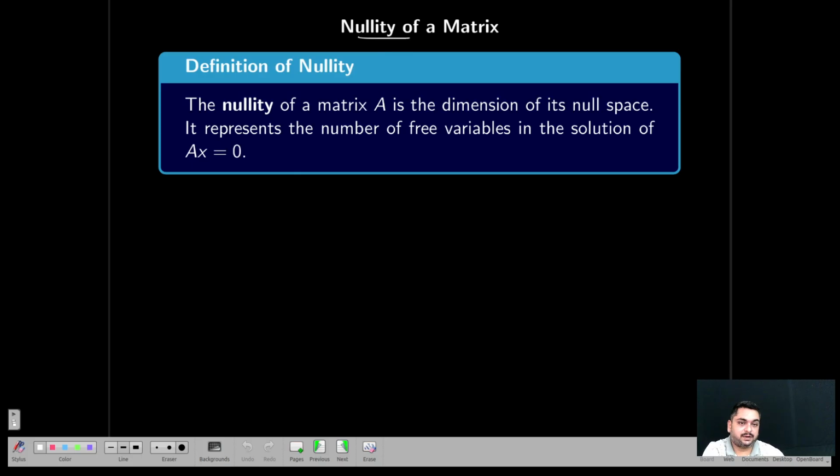Next, what is the nullity of a matrix? We have already seen how to find the null space. Row space or column space helps us to give the rank of a matrix. What will nullity be used for? Nullity of a matrix is the dimension of its null space. It represents the number of free variables in the solution of Ax equal to 0. So when you found the null space, you represented the rows with zeros as free variables. That defines how many such free variables are there. That gives you the nullity of a matrix, the dimension of the null space.